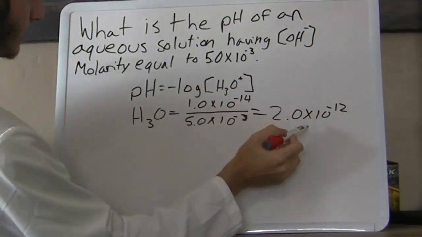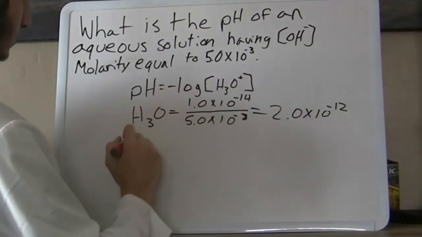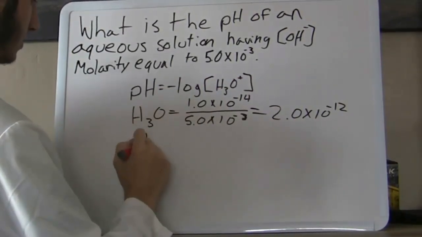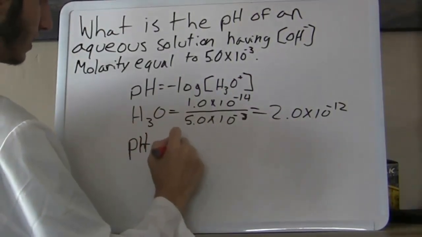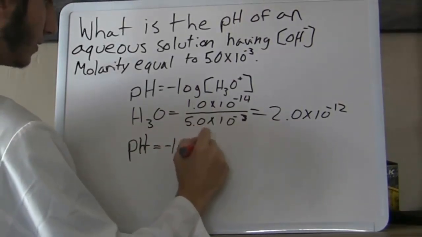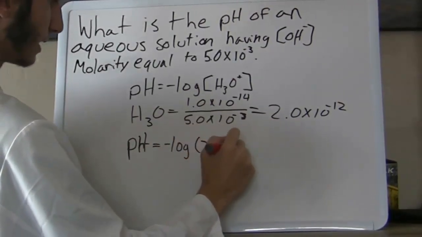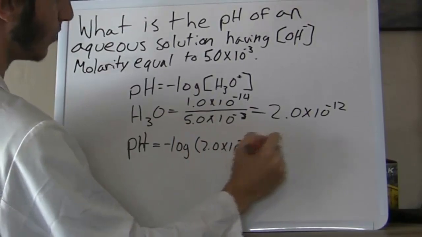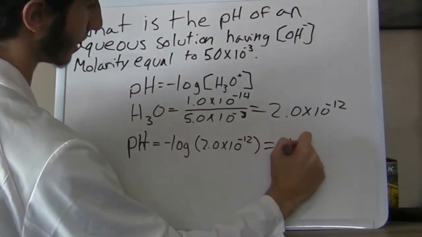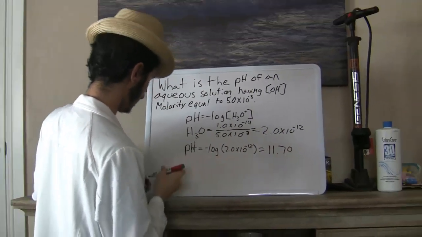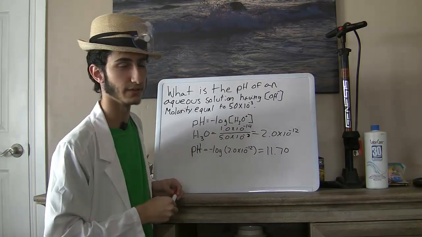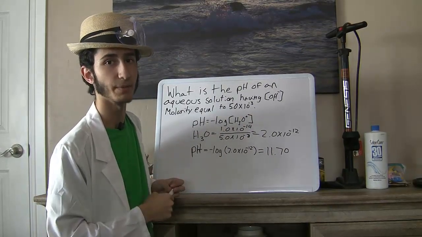We then take this new number and we plug it back into the original equation. pH is equal to the negative log of 2.0 times 10 to the negative 12, which is equal to 11.70. So now that we're done with the technical stuff, let's go blow something up.